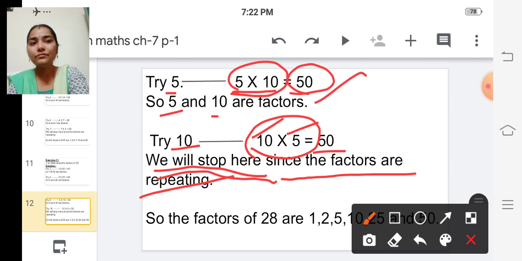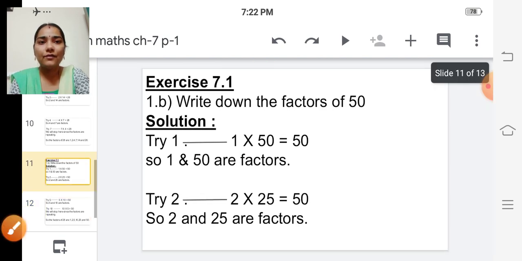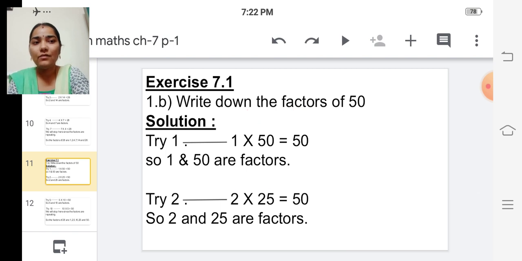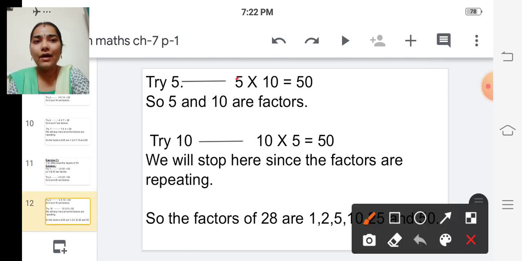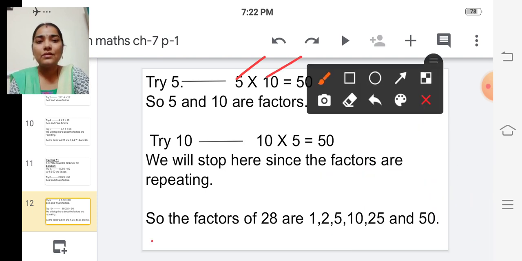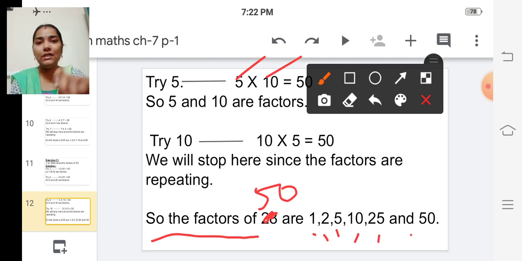Now we shall write the factors of 50. In the first step we get 1 and 50, then 2 and 25, and here 5 and 10. These are all the factors of 50. So the factors of 50 are 1, 2, 5, 10, 25 and 50.